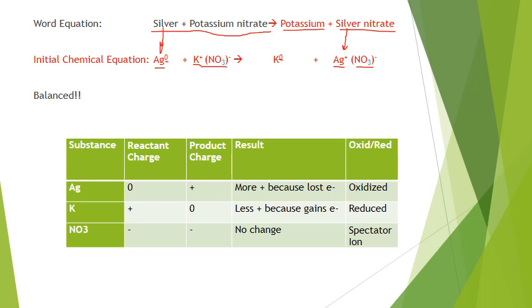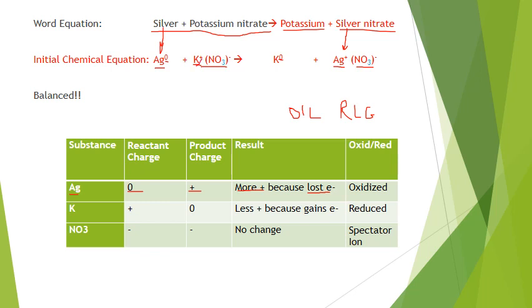So what I want to do now is look at what's being oxidized, what's gaining and losing electrons. So I set up this table. Silver goes from having no charge to a plus charge. That means it got more positive, and the reason it got more positive is because it got less negative, or lost electrons. So losing electrons is oxidized. Okay, we went over that. OIL RIG: oxidized is losing, and reduced is gaining.